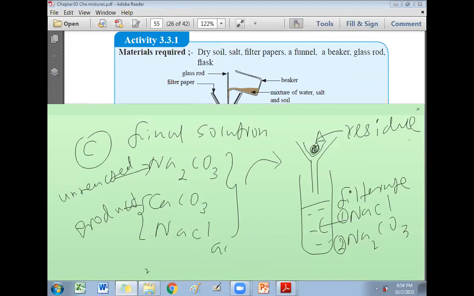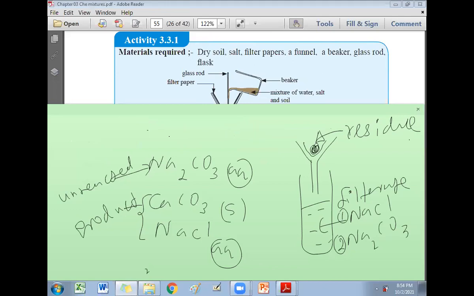Sodium chloride is soluble in aqueous. Sodium carbonate, okay, sodium carbonate is also soluble in aqueous. Calcium carbonate is the only insoluble one. Are these ionic or covalent? Is the final solution the unreacted product and the two main products? Two main products and unreacted raw material, not the product. Calcium carbonate and sodium chloride are the products.